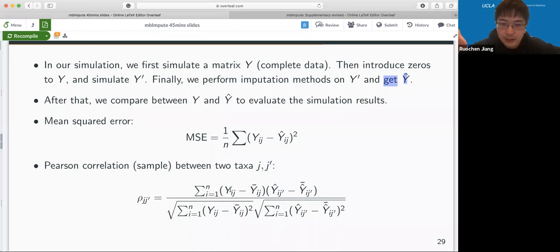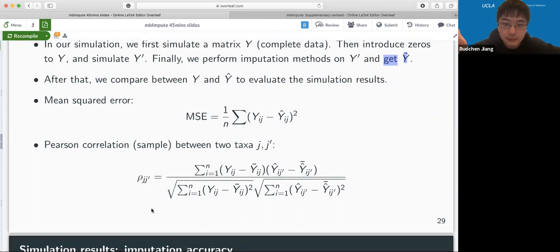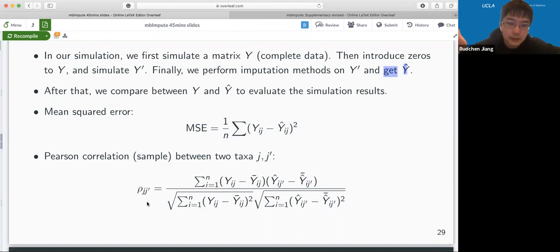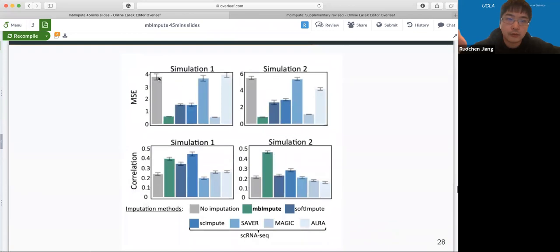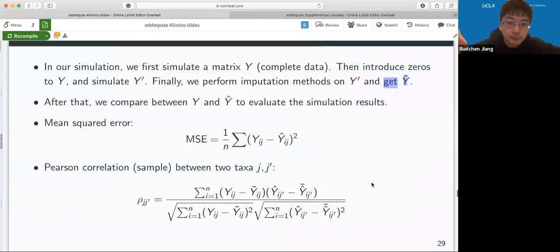If you are familiar with statistics, it's just the covariance divided by the standard deviation of Y and the standard deviation of YJ hat. This is the Pearson correlation between two taxa, and we then calculate the average of those correlations among all the taxa. These two measures result in the plot I have been plotting over here.